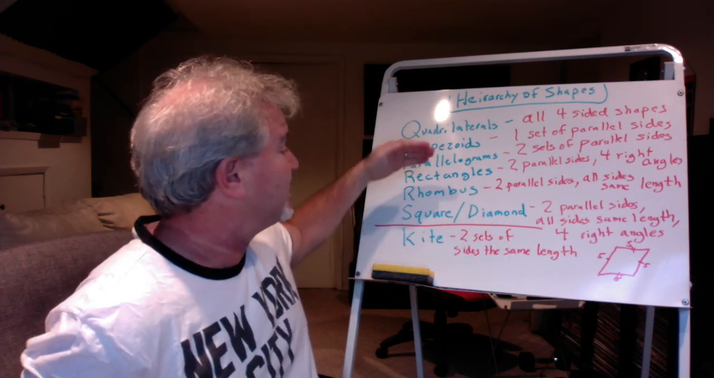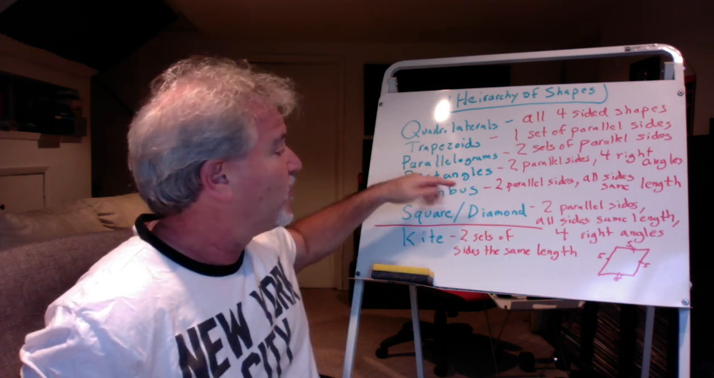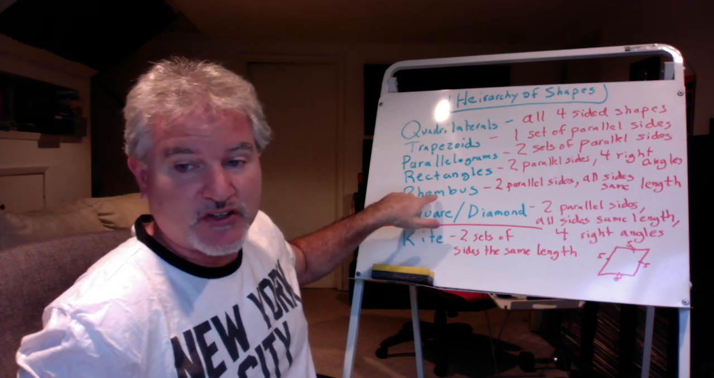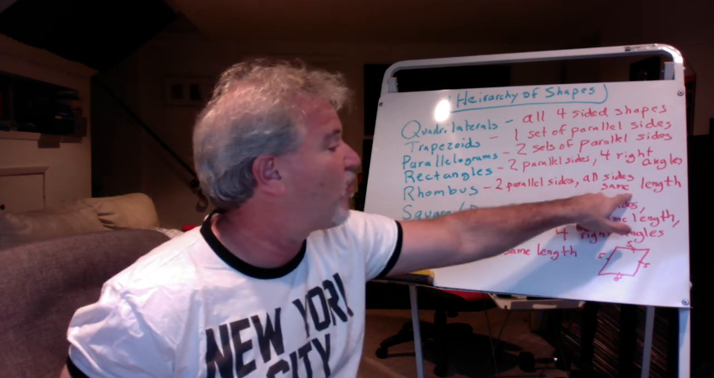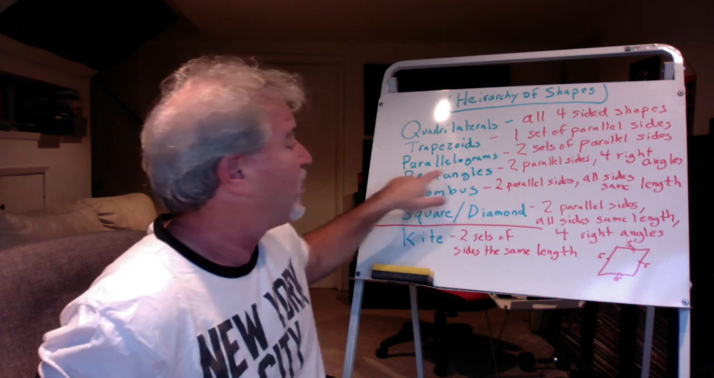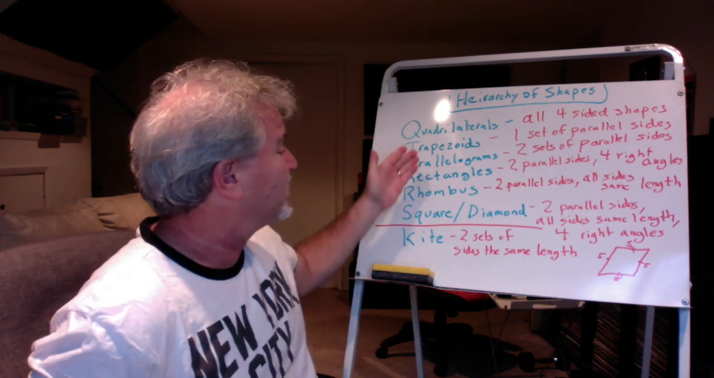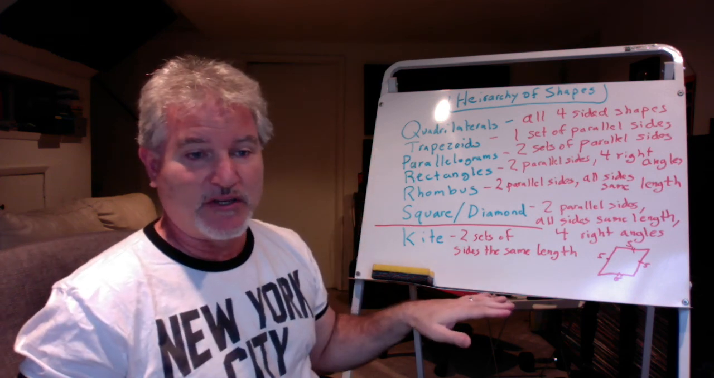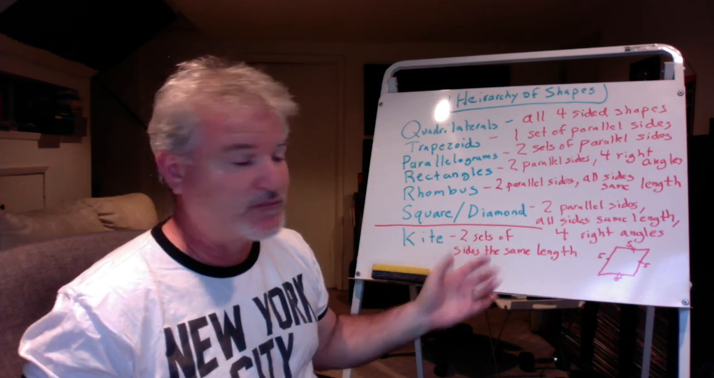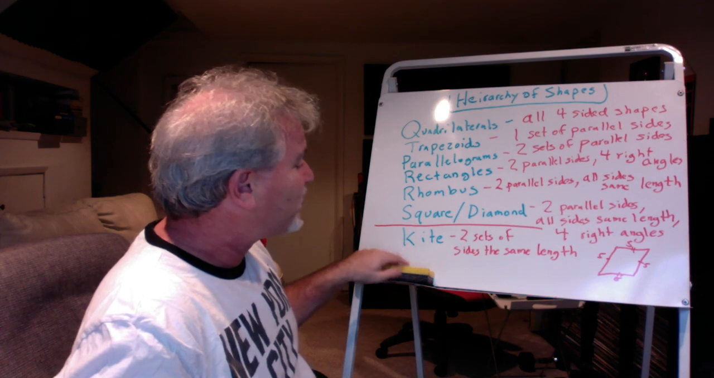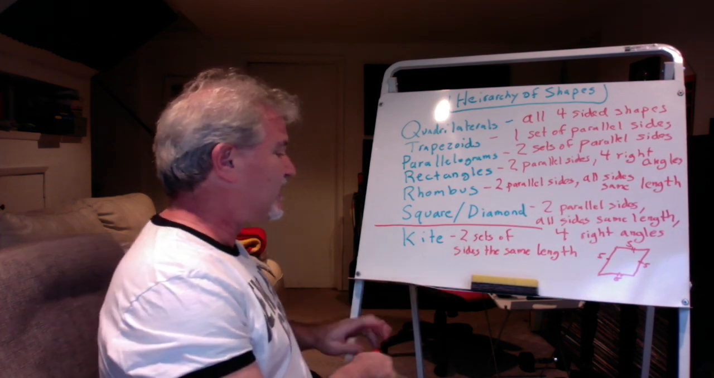And if I say, is a rectangle a rhombus? Well, we have to look at the definition of a rhombus, two parallel sides, all four sides are the same length. Well, a rectangle, all four sides aren't the same length. So that means a rectangle is not a rhombus, and a rhombus is not a rectangle. Okay? And then the last one where there's an exception is the kite.